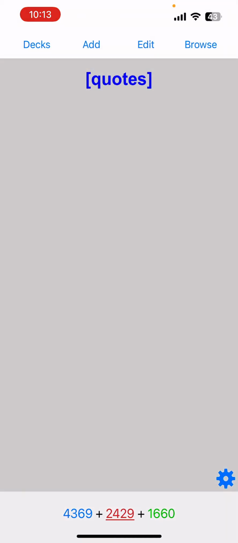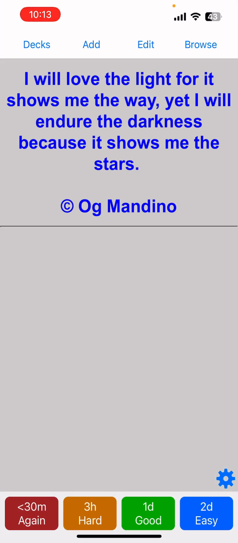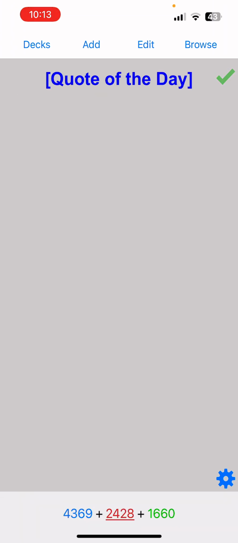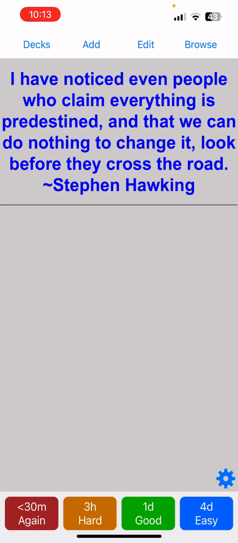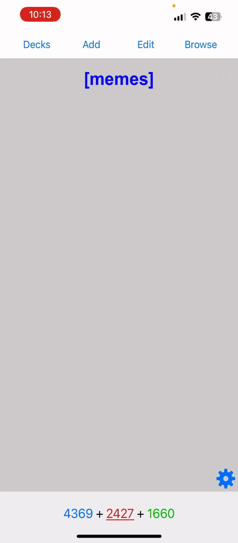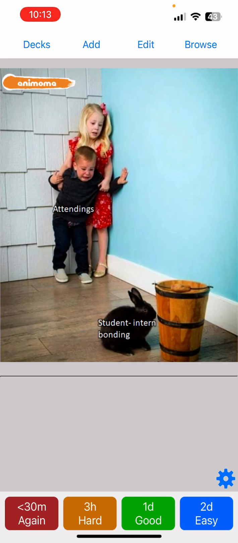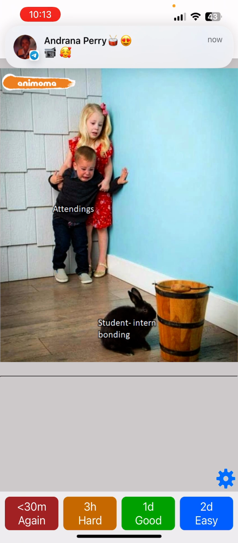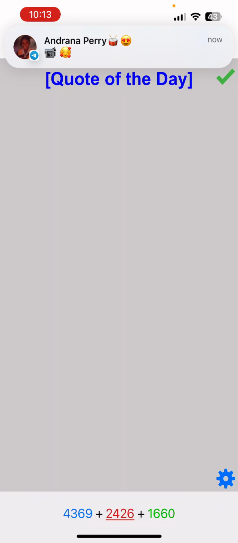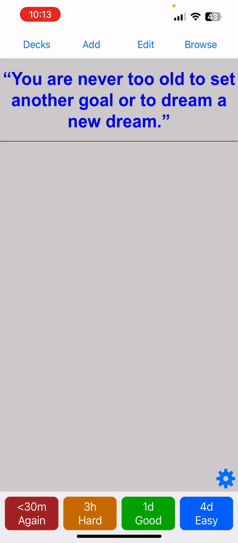So starting off with a quote. I would love the light, for it shows me the way, as I will endure the darkness because it shows me the stars. Ooh, nice one. I've noticed even people who claim everything is predestined and that we can do nothing to change it look before they cross the road. Good one. All right, so I guess we can just turn this one into a meme review if we don't get any other thing.